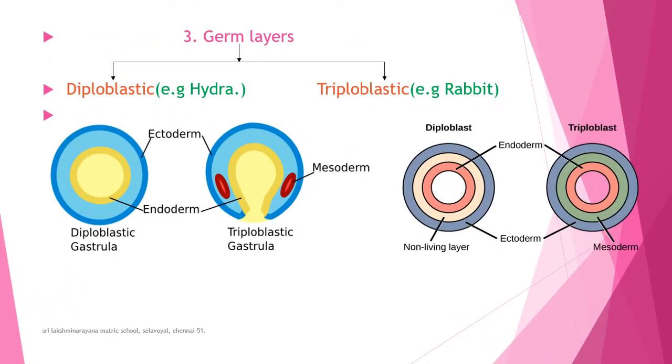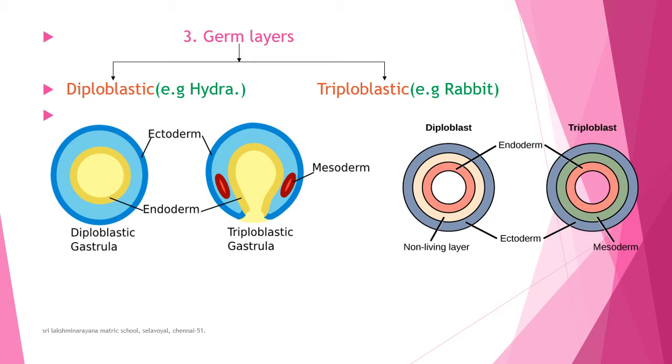Third one is germ layers. Germ layers are formed during the development of an embryo. These layers give rise to different organs as the embryo becomes an adult. Germ layers are classified into two types, diploblastic and triploblastic. Organisms with two germ layers, the ectoderm and the endoderm, are called diploblastic. Example, hydra.